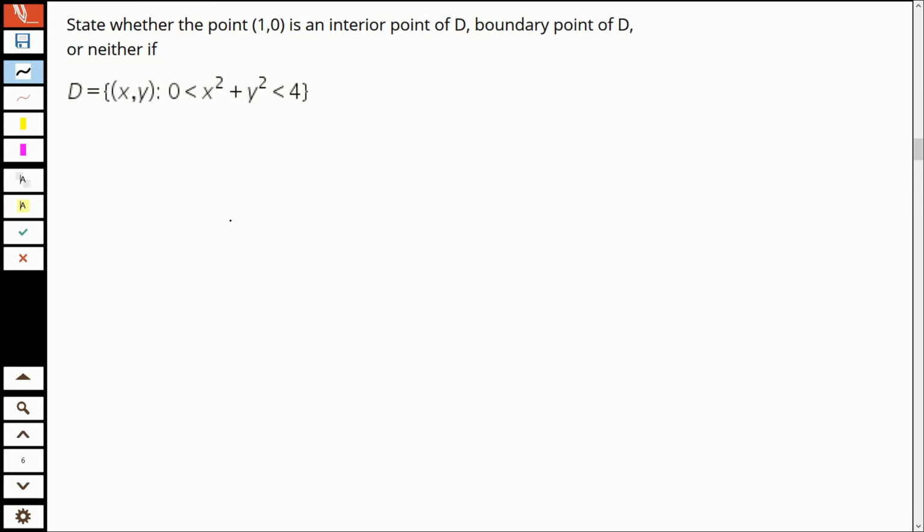Another one. State whether the point 1, 0 is an interior point. Same setup, and now we're looking at this point right here. Since I can draw a circle around it that is fully contained in D, and the point itself is in D, this is going to be an interior point. I can circle it off and isolate it from the boundary and the complement.